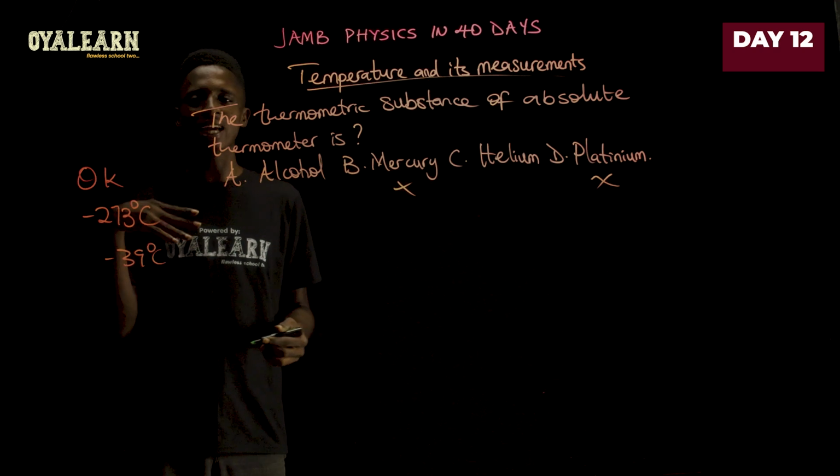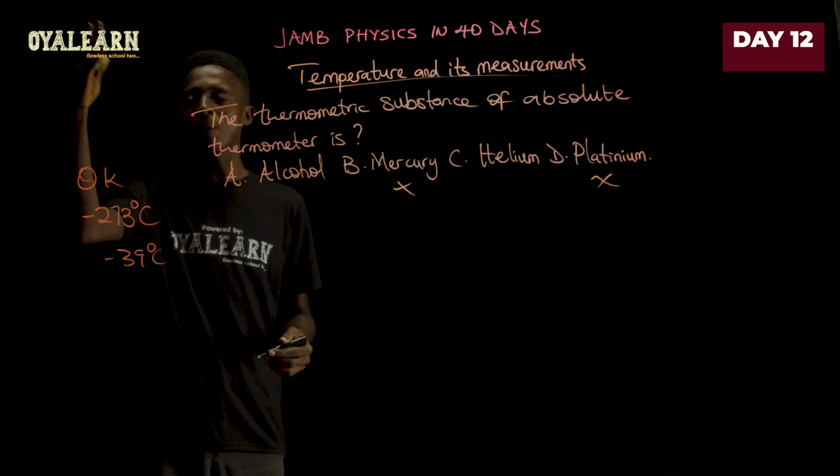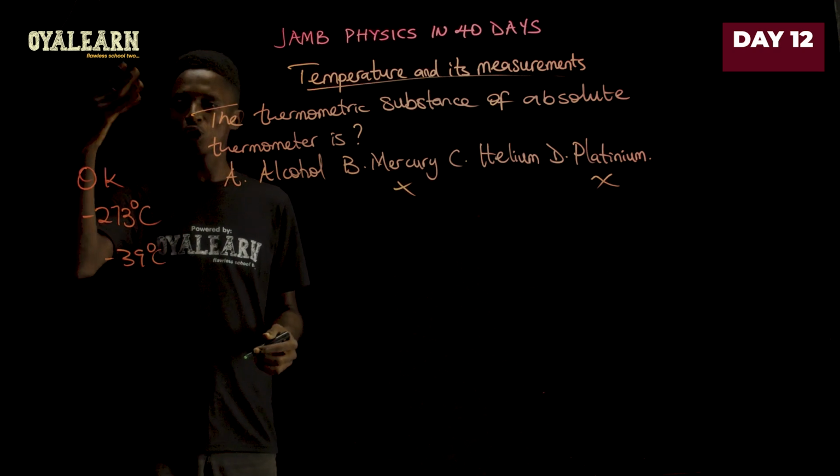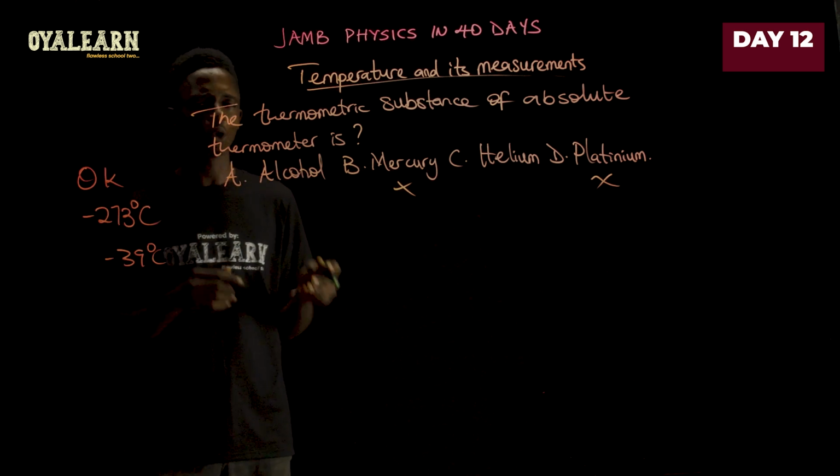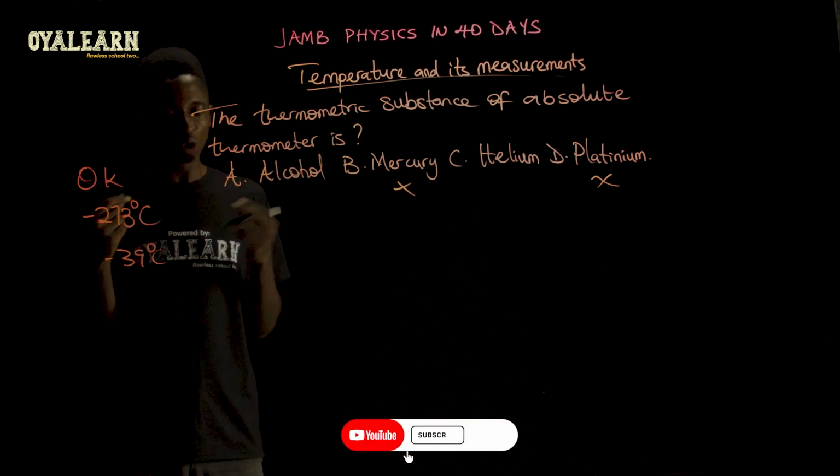This is why in cold regions like the cold parts of Alaska, Russia, Canada, and even the Antarctic, as well as the North Pole, they use thermometers that do not contain mercury.